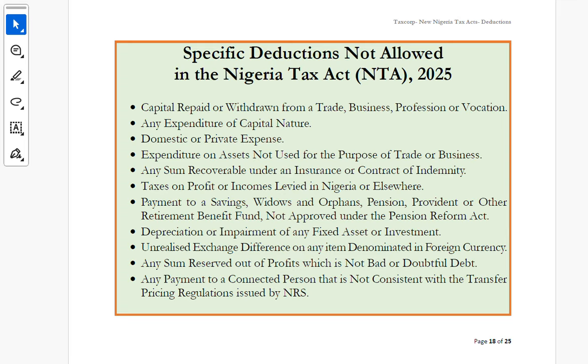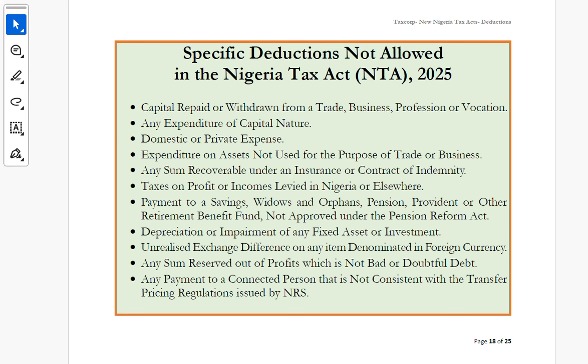Specific deductions not allowed. Just like you have the specific deductions allowed by the Act, so also the Act stated certain deductions which are not allowed. One is capital repaid or withdrawn from a trade, business, or profession. Any expenditure of capital nature. You buy a motor vehicle, you don't deduct the cost because it's of capital nature and not of revenue nature. Domestic or private expense. Expenditure on asset not used for the purpose of trade or business. Any sum incurred under insurance or contract of indemnity.